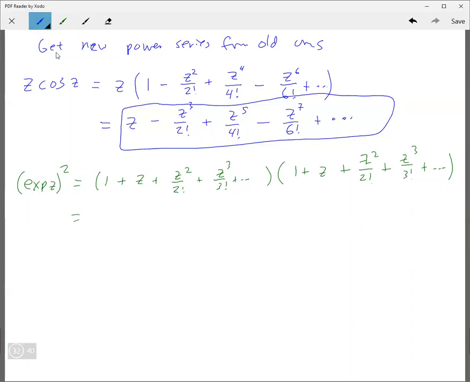So the only way that you can get these two is that, right? So that's the only way you can get a constant term. Now there's two ways to get a z term. There's this times this, and then there's this times this. So that's going to be 2z.